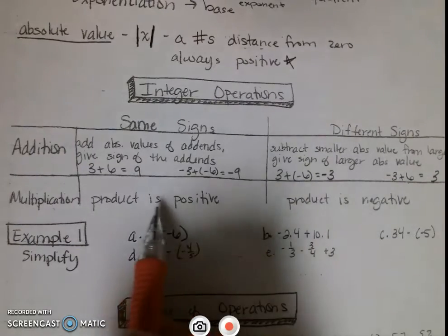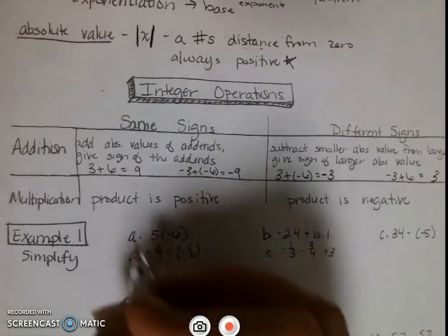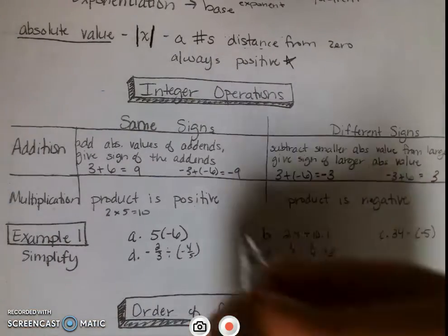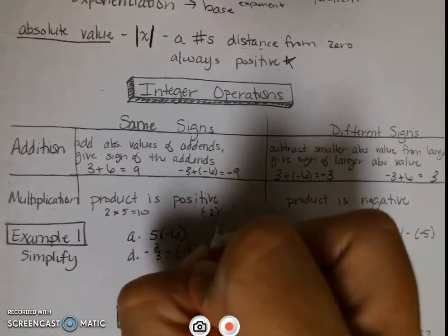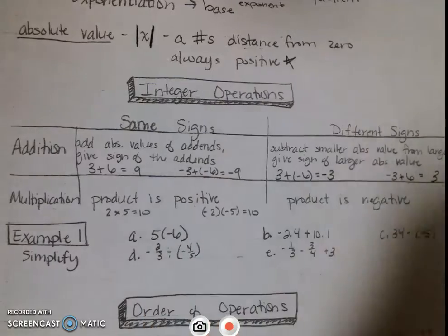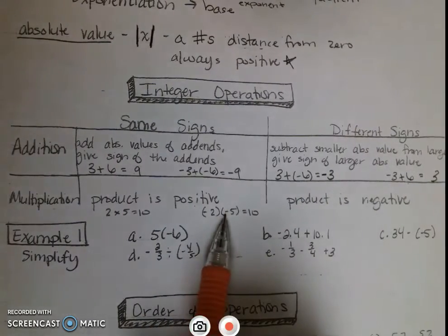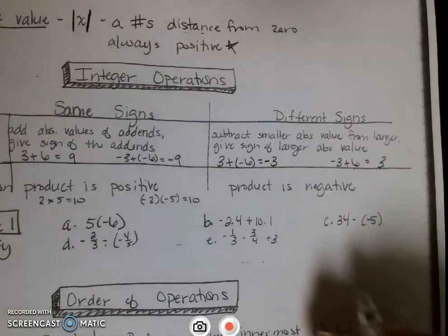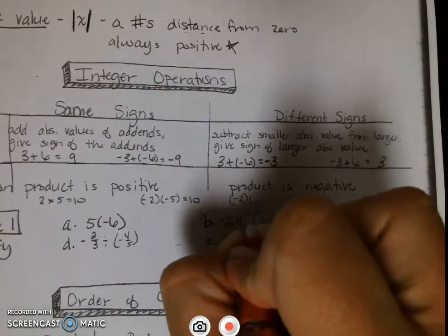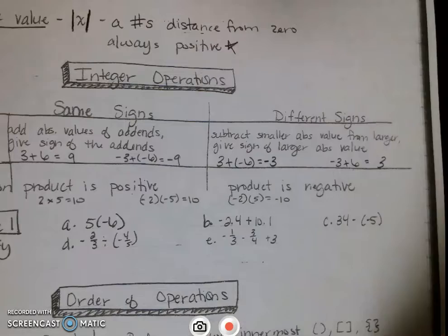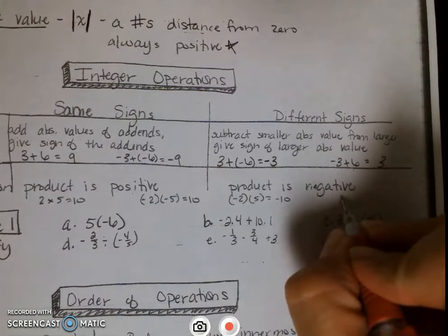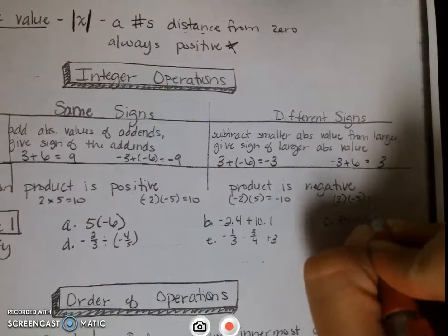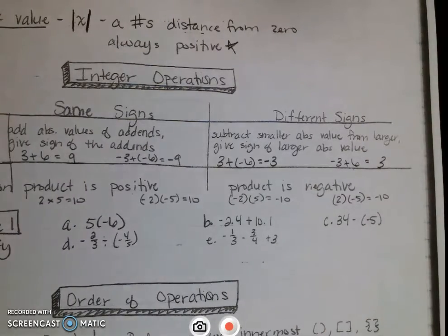In multiplication, the product is always positive if they have the same sign. So 2 times 5 is 10. Negative 2 times negative 5 is still 10. So a negative times a negative is a positive, I like to say. And if they have different signs, negative 2 times 5 is negative 10, and 2 times negative 5 is still negative 10.